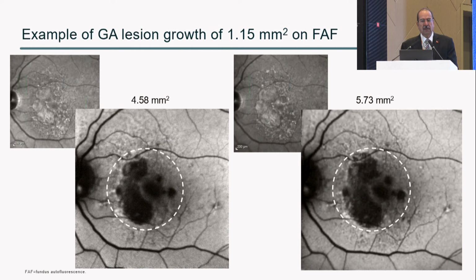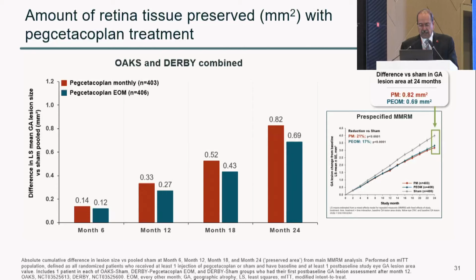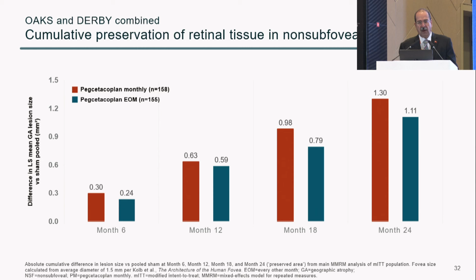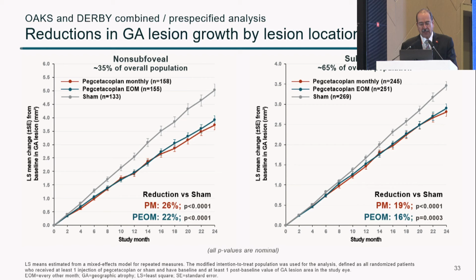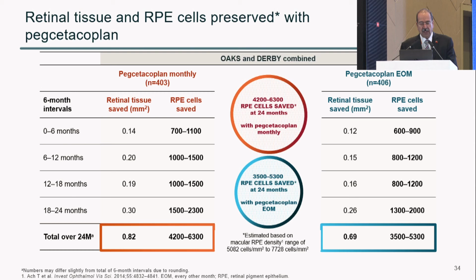This is an example of growth of the lesion. Geographic atrophy linear growth is about 100 to 150 microns per year, so you're looking at small amounts of retinal tissue being lost. You can convert the measurements into the amount of preservation of retinal tissue, as you can see here. 0.82 square millimeters of retinal tissue in this graph, but as you go on towards 24 months, you can see that there is preservation of retinal tissue, whether it's subfoveal or non-subfoveal lesions. In geographic atrophy, most of the remaining tissue is non-subfoveal. So it changes the paradigm a bit, because things like BCVA don't really matter. What matters is the reduction in growth of the lesion, and whether it's subfoveal or non-subfoveal, the effect is there. You can also calculate the number of photoreceptor cells that are saved, and that's shown over here.